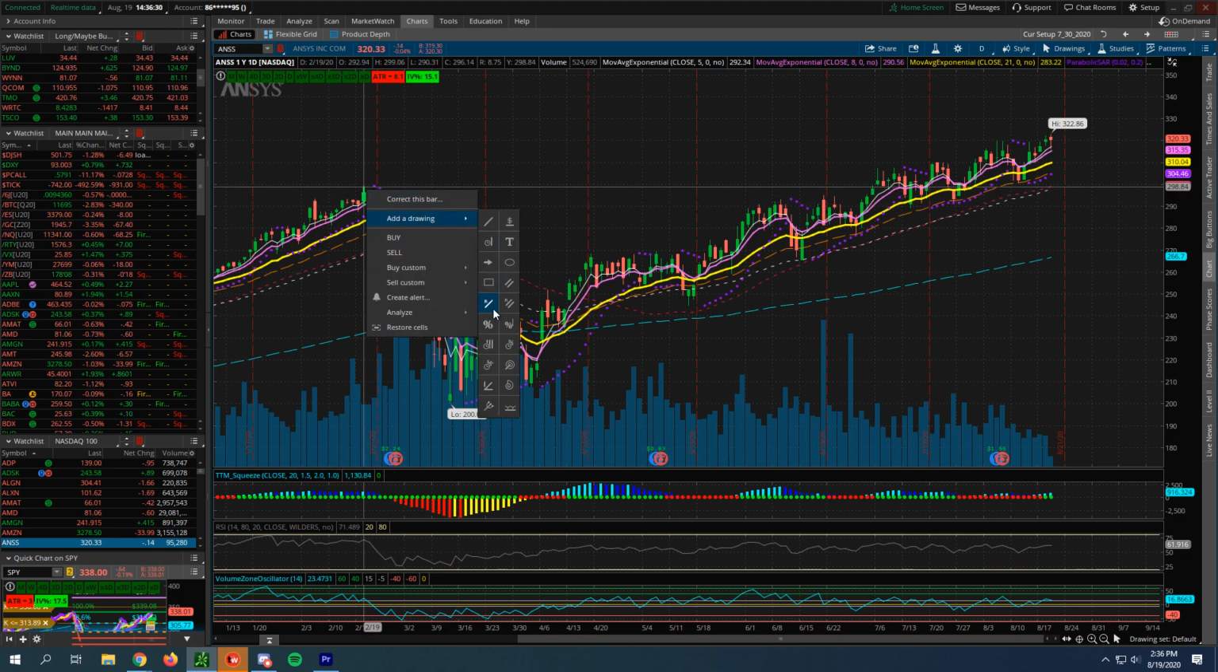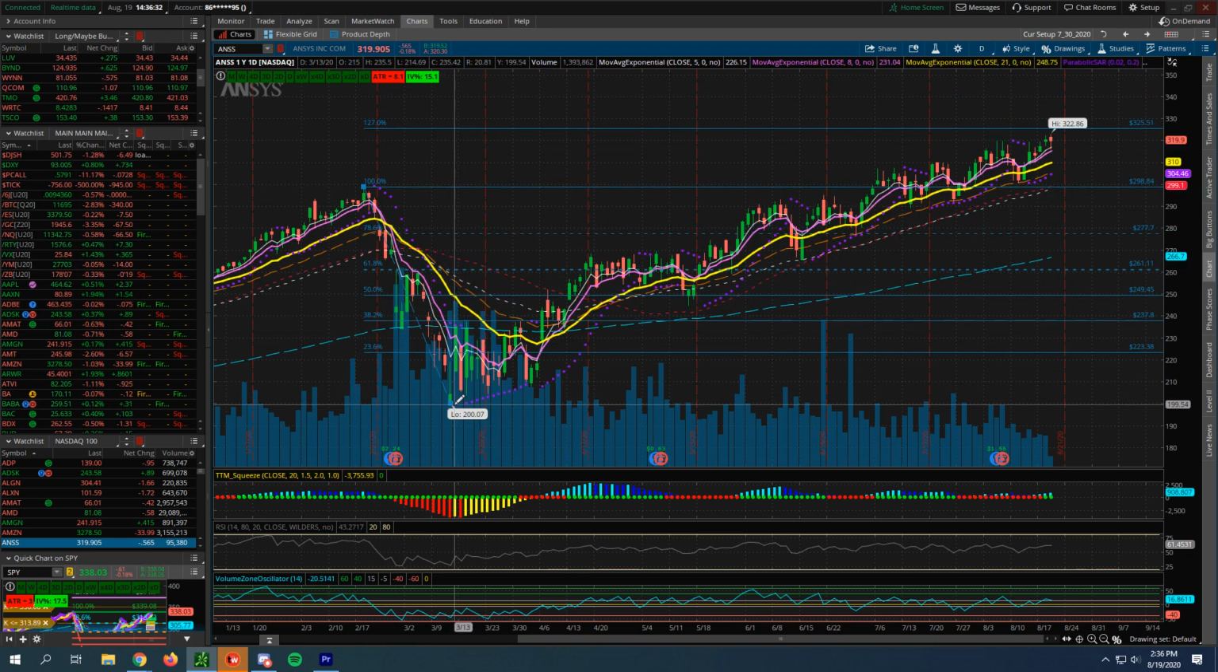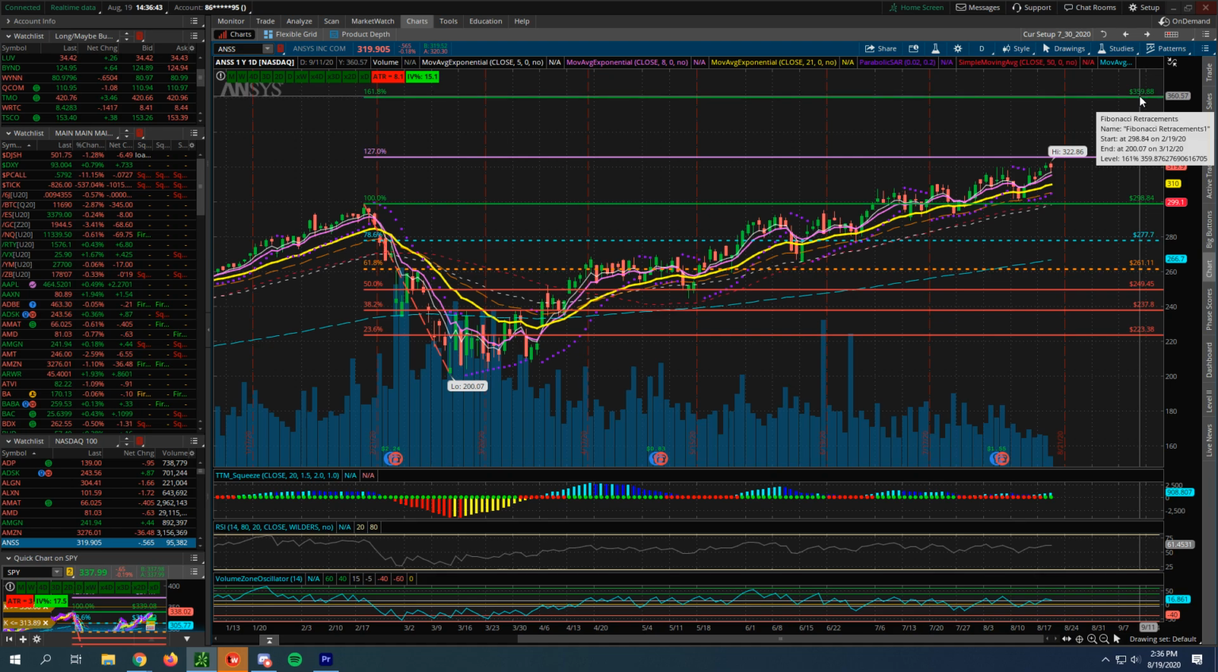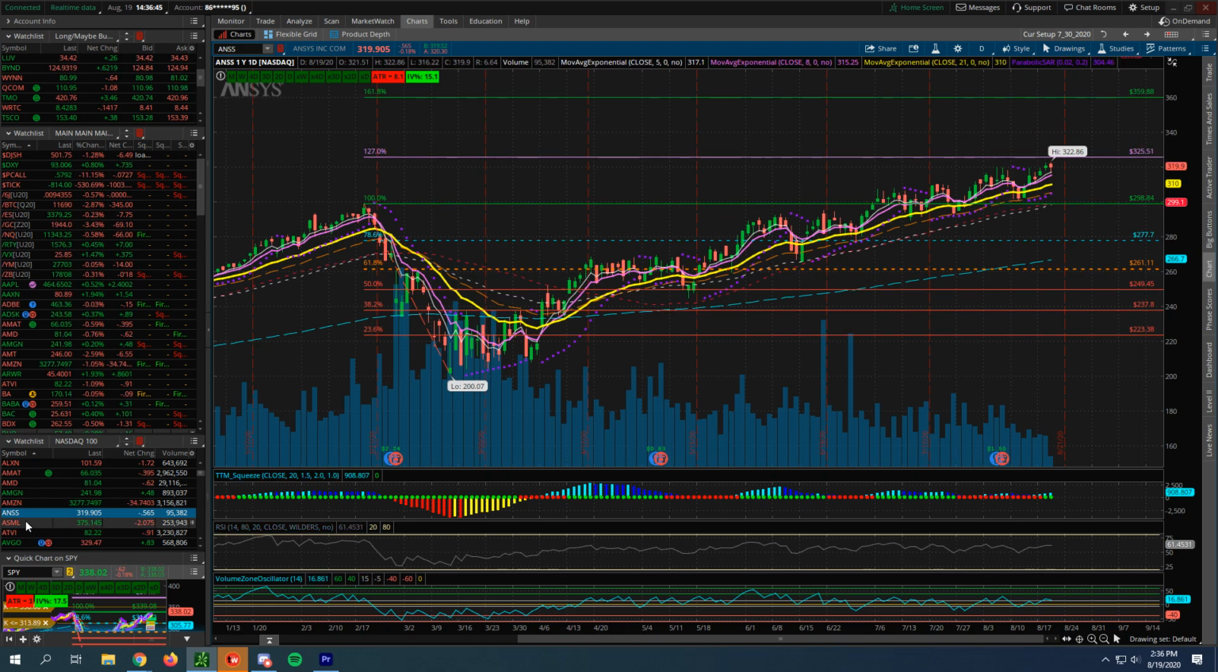We can give a potential overhead sign of resistance again from the previous swing high to the low that I'm trying to click here. Next overhead target would be around 325 to the upside, and then it would be 360 from that next target from that previous swing high to low.